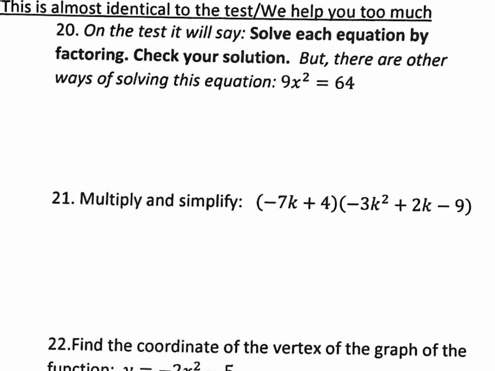Number 20, on the test it'll say solve each equation by factoring. Check your solution, but there are other ways of solving this equation. Do you guys want to use square roots to solve the equation, or do you guys want to actually factor? Square. You guys want to try the square roots? All right, so let's pretend, because there's only one x, there's no other x's, I am going to isolate the x by itself on one side. In other words, I want to get rid of this multiplication of 9.